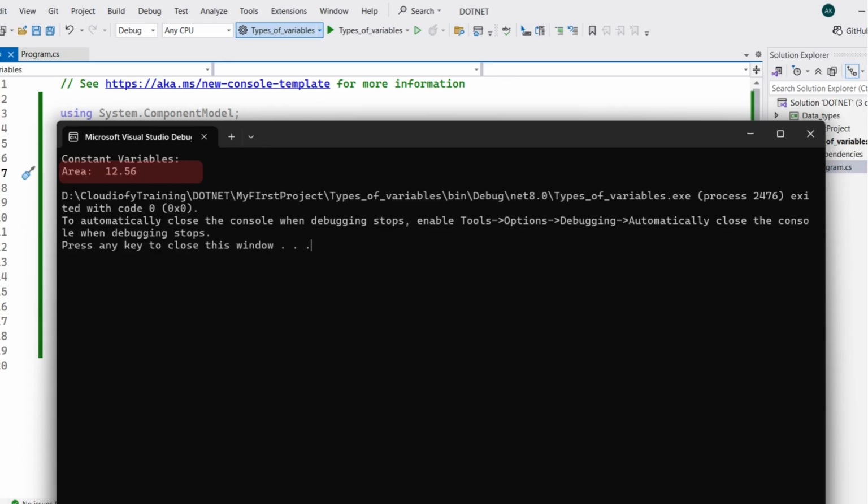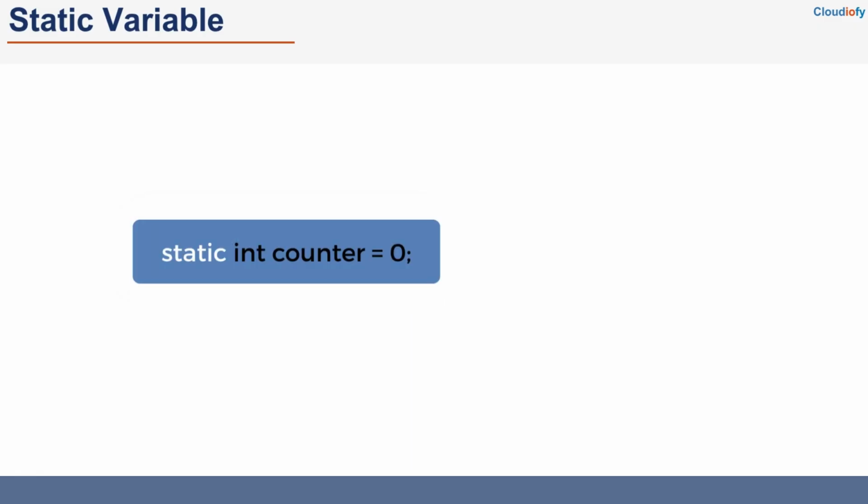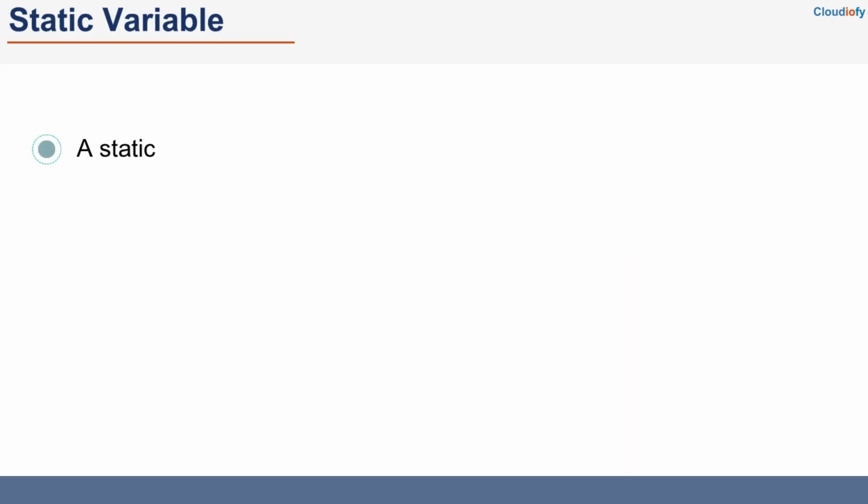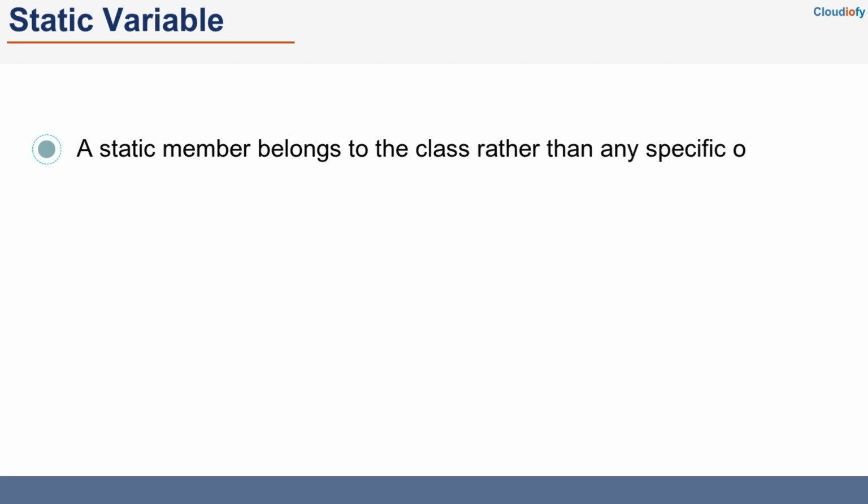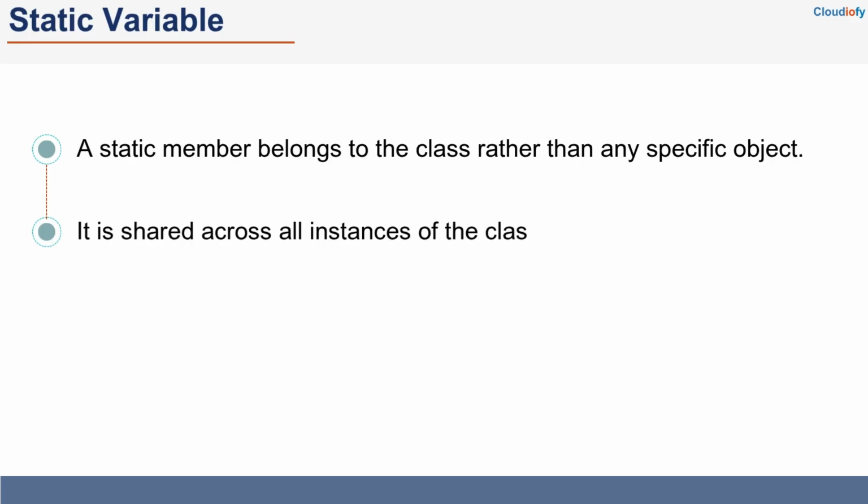Simple, accurate, and efficient. Next, we look at the static variable type. It's important because it behaves differently from regular variables. A static member belongs to the class, not an object. This means it is tied to the class itself and exists even if no objects of the class are created. It is shared across all instances of that class. All objects access the same static member, so changes made by one object are visible to all others.